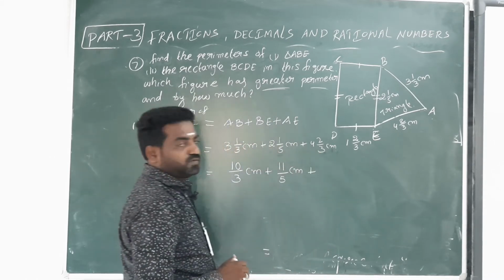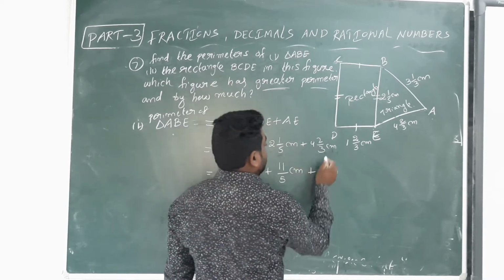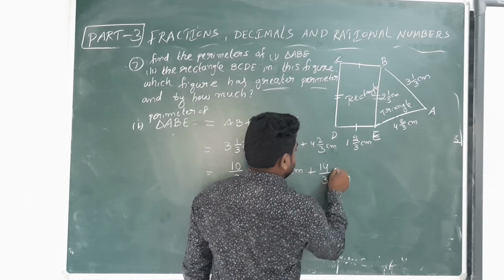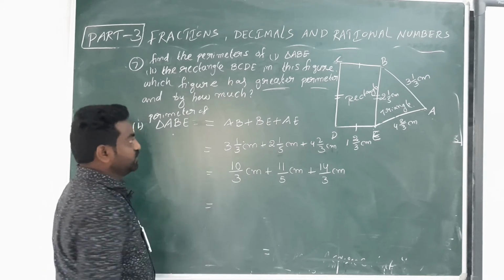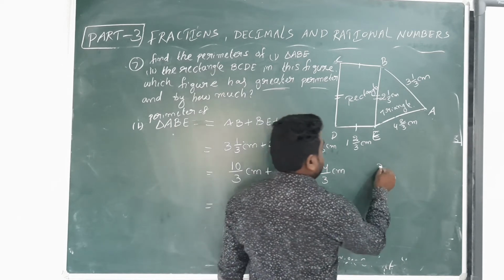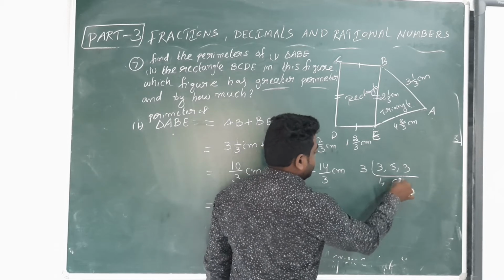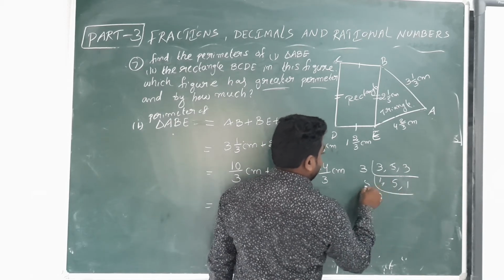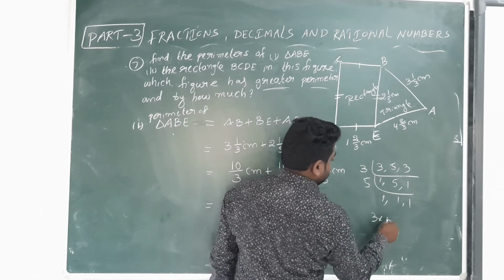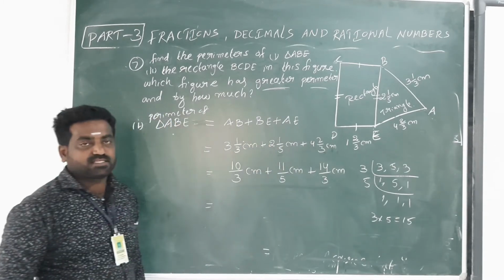4 times 3 is 12, 12 plus 2 is 14, so 14/3 centimeters. Now take the LCM of 3, 5, and 3. First find the LCM: 3 table once, 5 not possible, 3 once, again 5 table once. 3 into 5 is 15. The LCM of 3, 5, and 3 is 15.